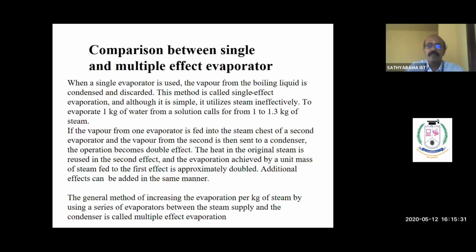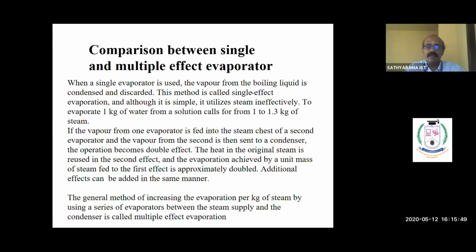Additional effects can be added in the same manner. The general method of increasing the evaporation per kg of steam by using a series of evaporators between the steam supply and the condenser is called multiple effect evaporation. So between the steam supply and the condenser, we are going to use a series of evaporators.